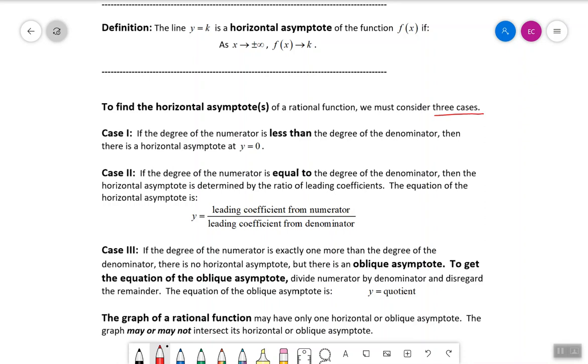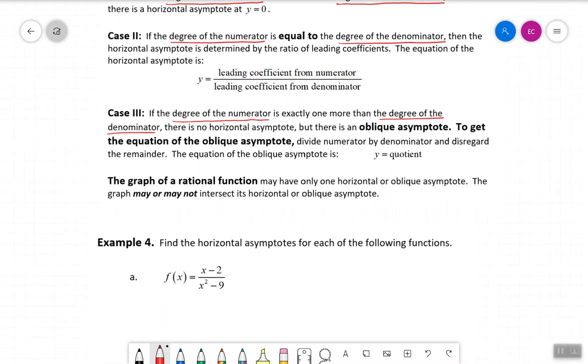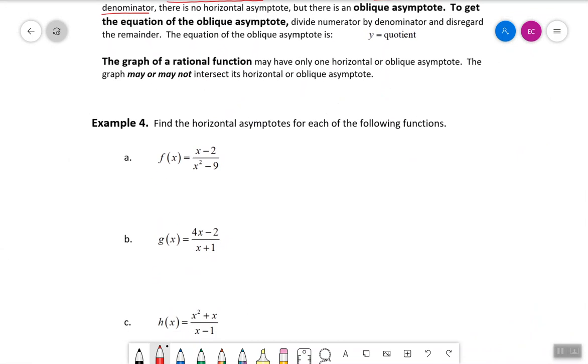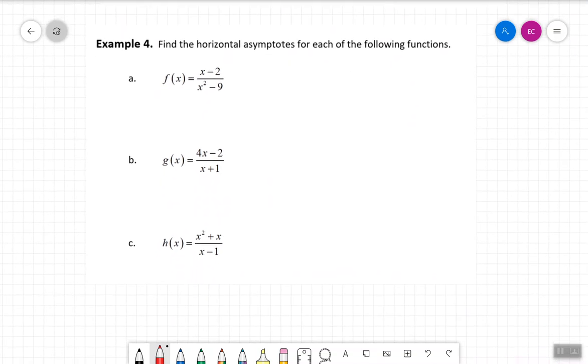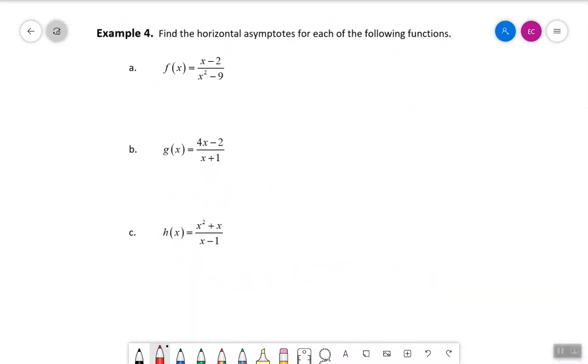The thing that we need to notice is that we're looking at the degree of the numerator and the degree of the denominator every time. So that's where we start. Degree of the numerator, degree of the denominator. So let's go on and check the degree of numerator and denominator in this first example, and then we'll see which case we have. Okay, what's the degree of the numerator?